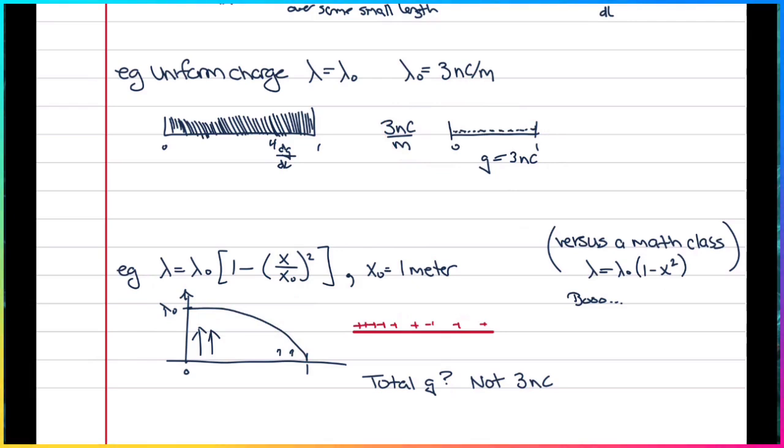So that brings up another question. What is the total charge in this case? How could I figure out what the total charge is given the charge density? This is telling me how the charge is distributed, and presumably that is connected to the total charge.